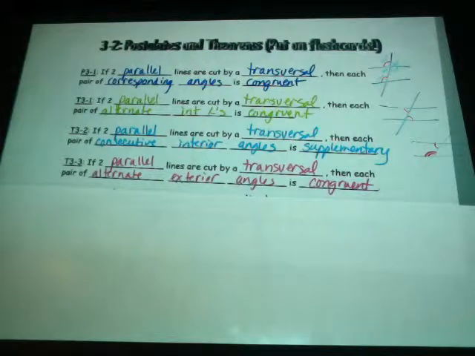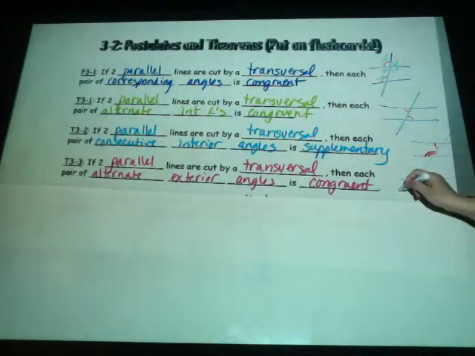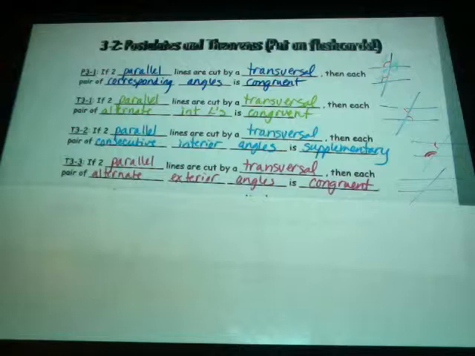Theorem 3.3. Theorems are proven, postulates are not. If two parallel lines are cut by a transversal, then each pair of alternate exterior angles is congruent. So this one is just like the first two. Alternate exterior means that both angles are on the outside of the parallel lines and they are on alternating sides of the transversal. So this would be an example of a pair of alternate exterior angles. When the lines are parallel, they will be congruent.